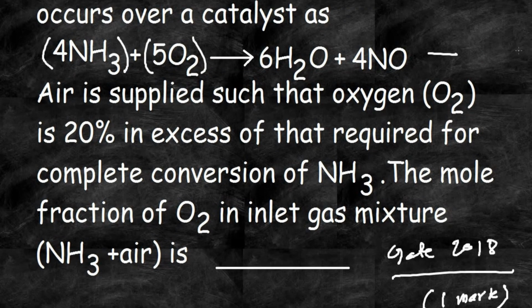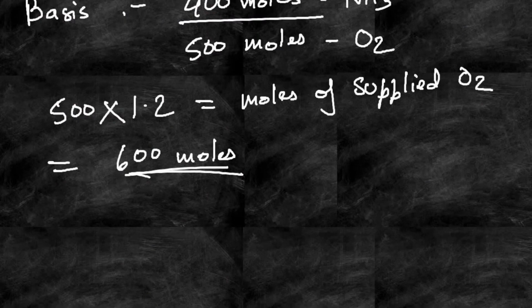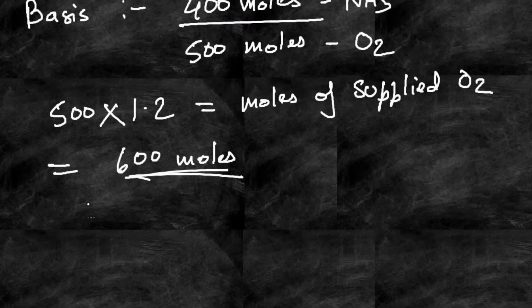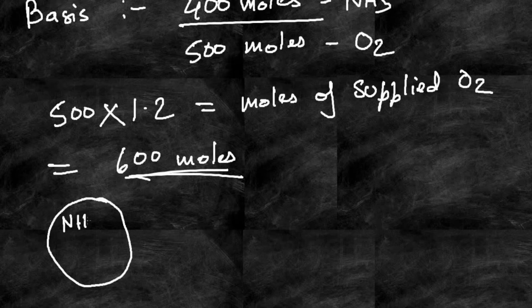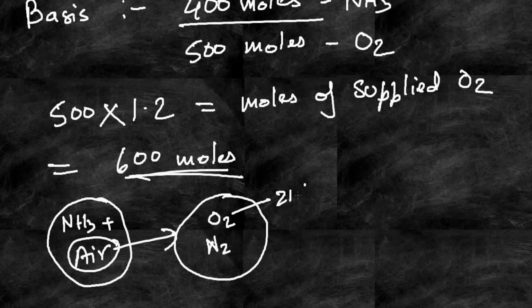Now what they have said is the mole fraction of oxygen in the inlet gas mixture. This is what we need to find. Now the inlet feed contains ammonia plus air. This air can be further broken down into oxygen, nitrogen, etc. We know that air contains 21% oxygen and 79% nitrogen. So this is what we know.